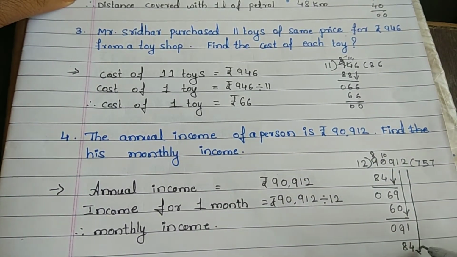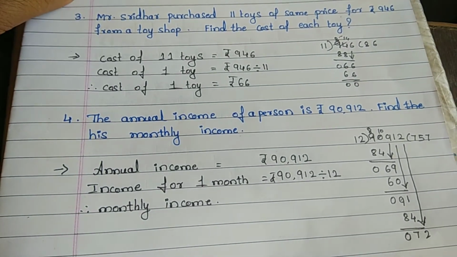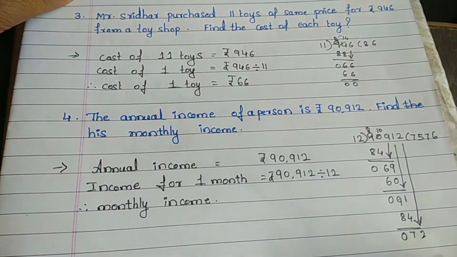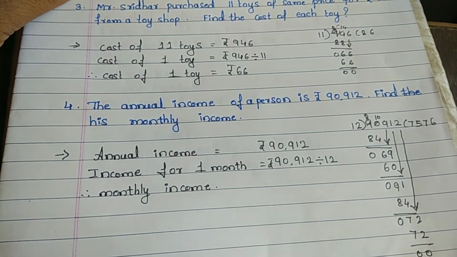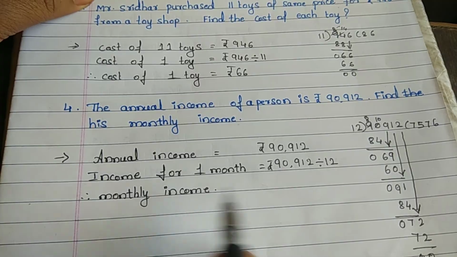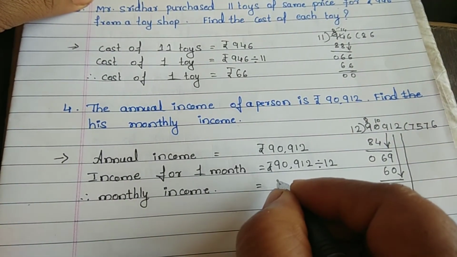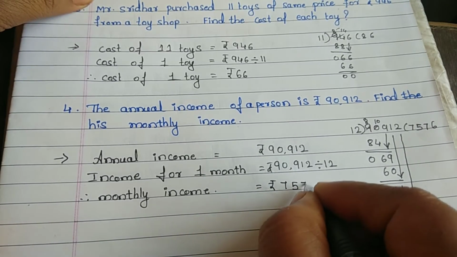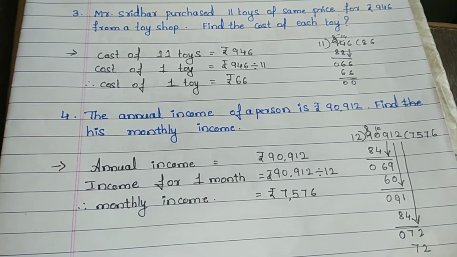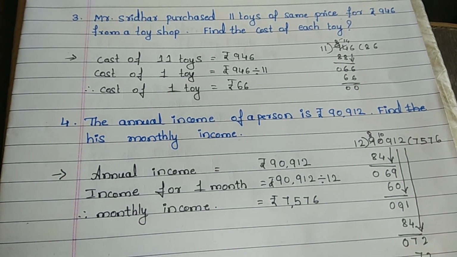Next again you drag 2. It will become 72. 12 sixes are how much? 72. 12 sixes are 72. Therefore, the monthly income of a person is how much? Rupees 7,576. This is the monthly income of that person.